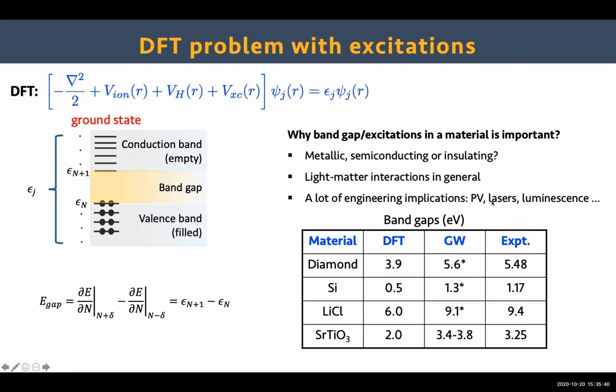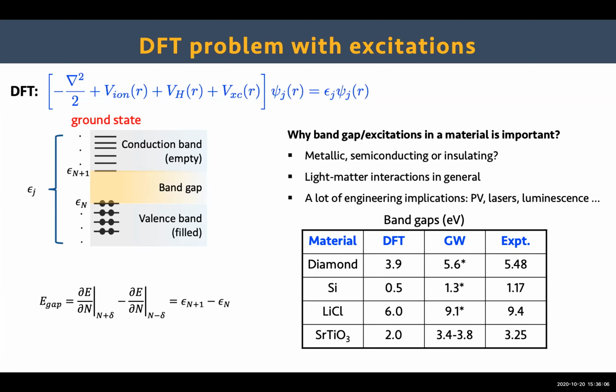And this also has a lot of engineering implications, on the side of photovoltaics, lasers, or luminescence of the materials. And if you look at the band gaps of these four different materials using different methods and compare those to experiments, basically what we are seeing again is that DFT usually underestimates the band gap, but the GW is usually in good agreement with the experimental values here.